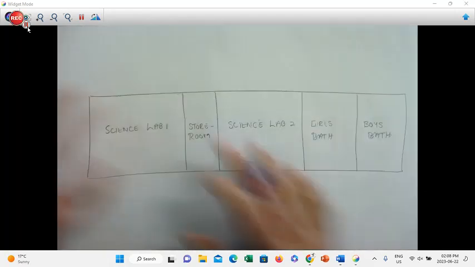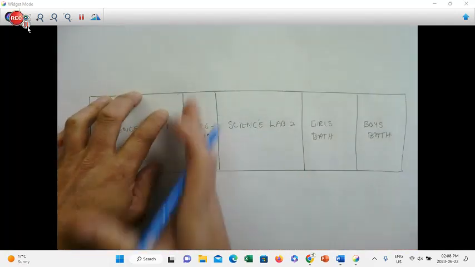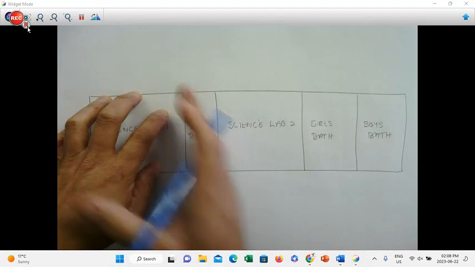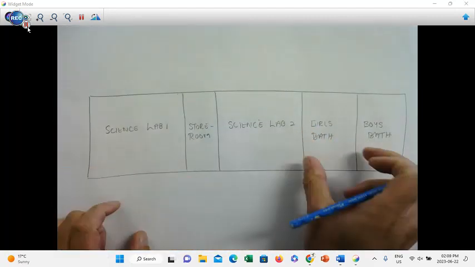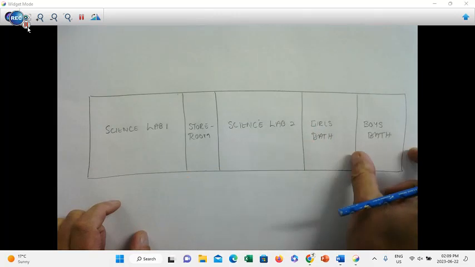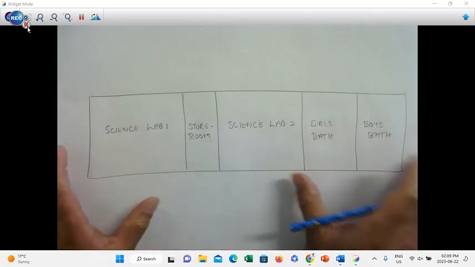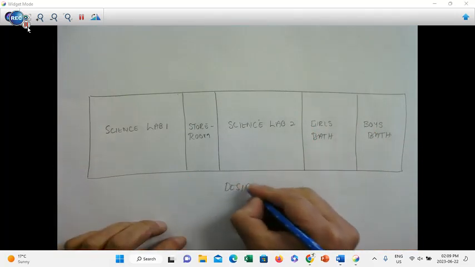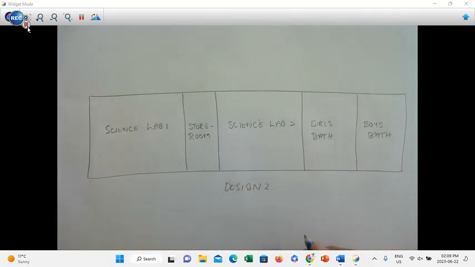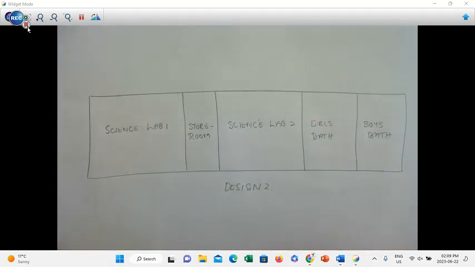So once we move things around, we can have the lab on this side here. Remember, the storeroom has to be in the middle so that we can share lab 2 on this side here. We can move the girls' bathroom and the boys' bathroom next to each other, but it will be separate. So that is one other design that we can have. Let's make this design number 2. And then we can shuffle things even more to create a third design.